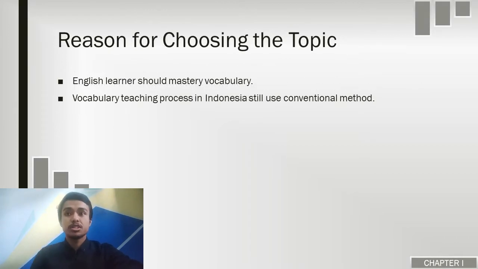Okay. The second part is the reason for choosing the topic. The first reason is that English learners should master vocabulary, because vocabulary is one of the most important English skills that the English learner should master. According to Robin and Thompson, 1995, they stated that it will be hard to master the language without learning or understanding a certain number of vocabularies. According to that statement, vocabulary provides the basis for mastering English skills such as writing, reading, listening, and speaking.